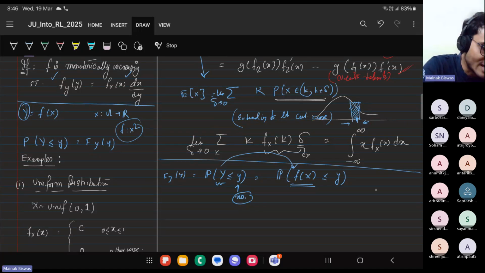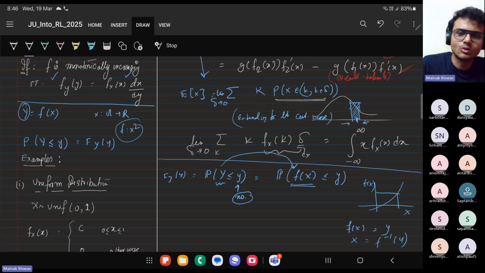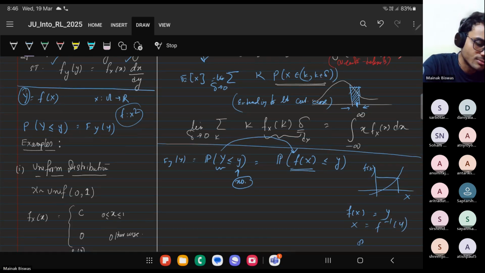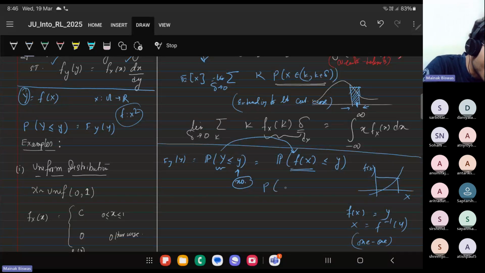So now tell me, if f is monotonically increasing, for every y there will be an inverse, yes or no? So f of x is equal to y means x is equal to f inverse of y, if it is monotonically increasing, a one-to-one function. So what can I write this as? It's again monotonically increasing, so the inequality also remains the same. I can write this.